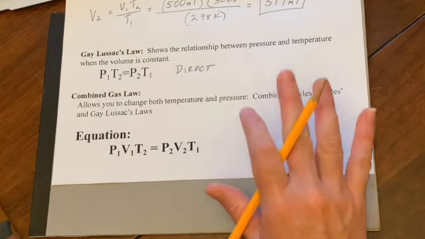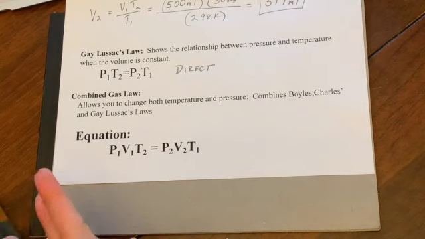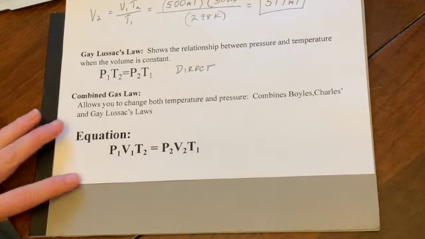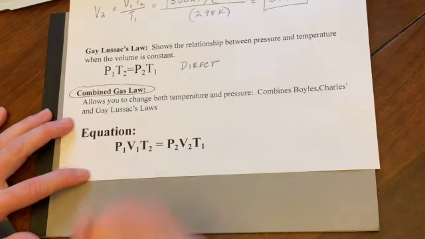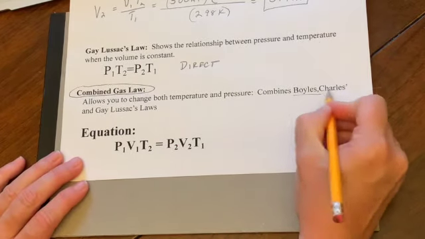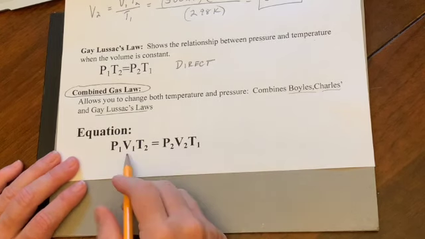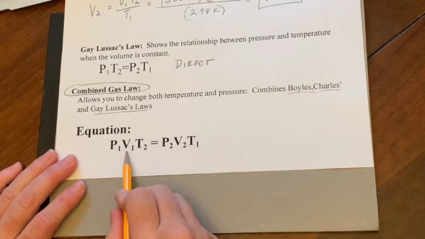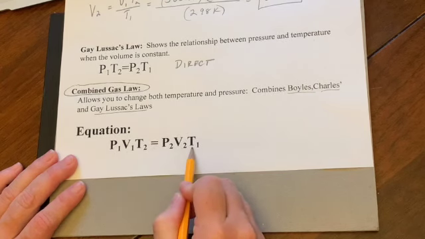And then finally, if we put together Boyle's Law, Charles's Law, and Gay-Lussac's Law, we will get what is known as the combined gas law. What's nice for you is this is really the only equation you need to memorize, because this combines all three gas laws that we've talked about today. And here's the equation: P1 V1 T2 is equal to P2 V2 T1.